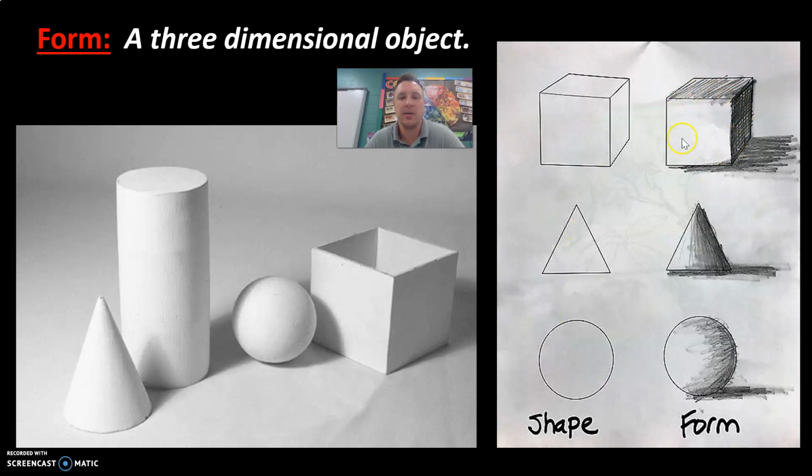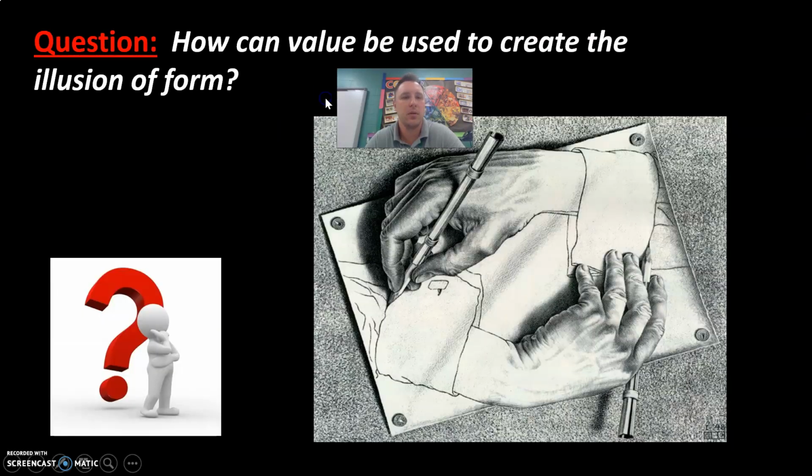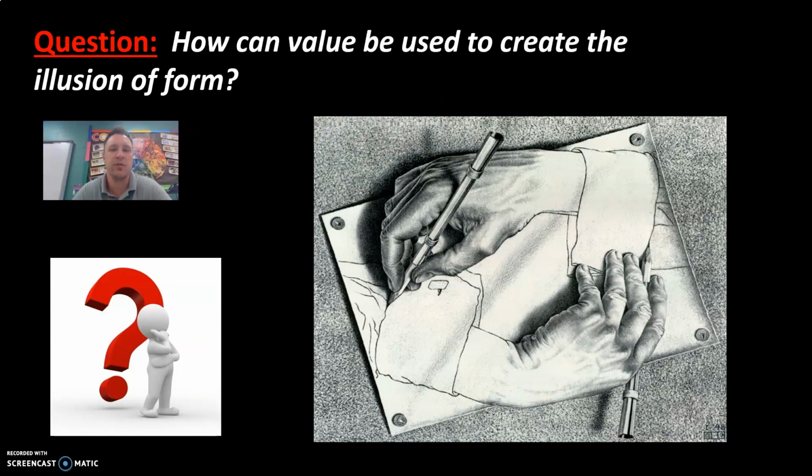So if you were to take these objects and carefully shade them, you could make them look like these objects over here and make it look like they're actually popping out of the paper and have some kind of form and look three-dimensional. All right, so how can value be used to create the illusion of form? Again, I just discussed that in the last slide.